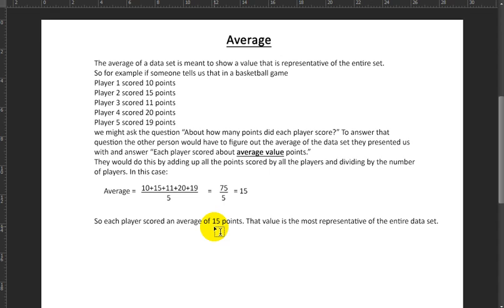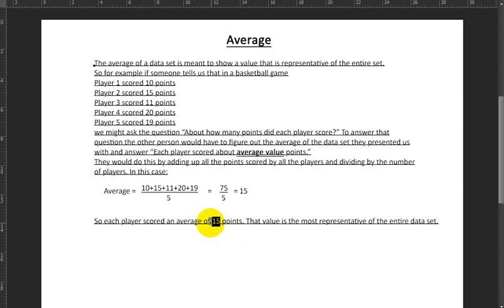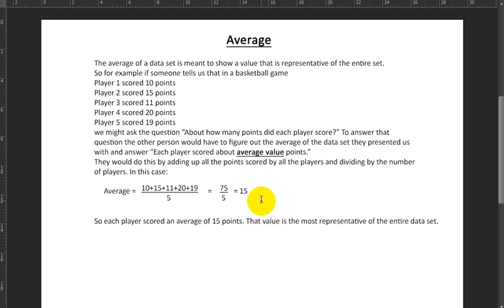So that is what it means to have the most representative value in a data set. Choosing a number, in this case 15, that best represents all of this. Saying that each player scored about 15 points is the most accurate number that I can choose. If I were to say, like, each player scored about 20 points, no, that'd be wrong, because most players scored way less than that. The average is 15.